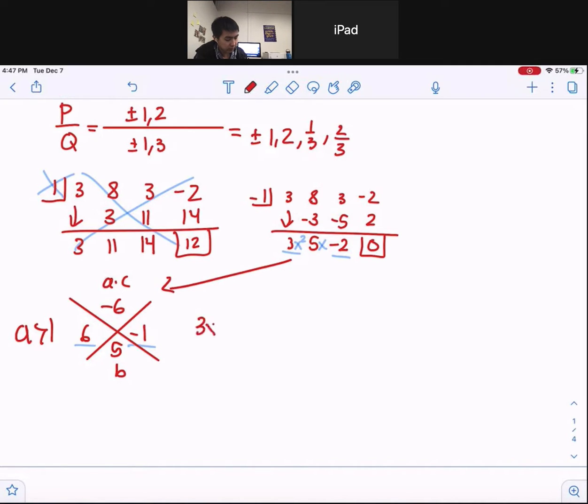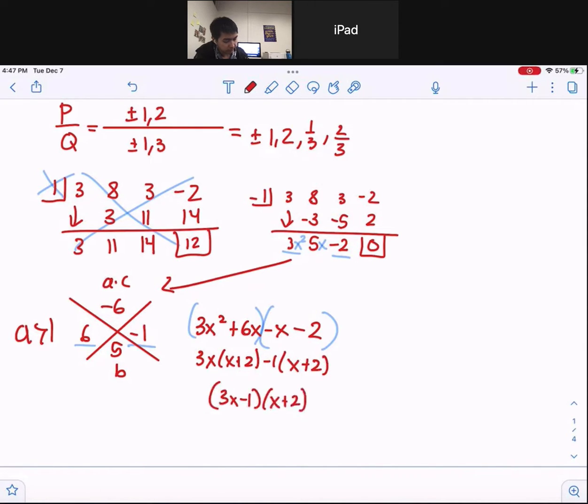So 3x to the second, the combination of the two middle terms, minus 2. Factor by grouping, we can factor out a 3x from here to get x plus 2. We can factor out -1 from there to get x plus 2. 3x minus 1 times x plus 2.